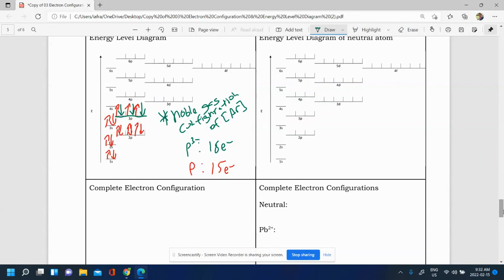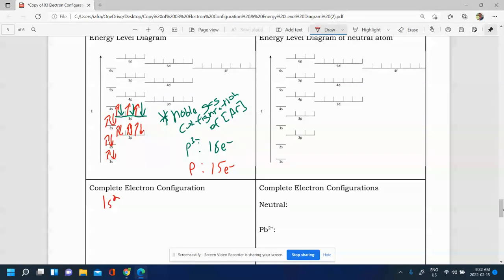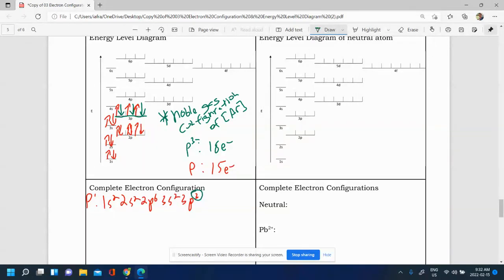So for the regular neutral phosphorus, I'm going to do 1s2, 2s2, 2p6, 3s2, 3p3. So this is regular phosphorus neutral. We want to add electrons to this p here, and we only have room for 3 more. So to do that, we'll get P3-, and that will be 1s2, 2s2, 2p6, 3s2, 3p6.